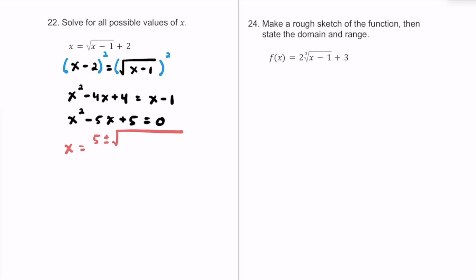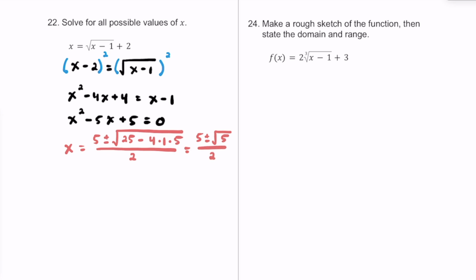and inside here we're going to have the discriminant, so it's going to be b squared, which is negative 5 squared. Negative 5 squared is 25. Minus 4ac, so it's 4 times 1 times 5, all over 2a. So 2 times 1 is just going to be 2. Cleaning this up just a little bit, I think we're going to have 5 plus or minus 4 times 1 times 5 is 20. 25 minus 20, we're going to have the square root of 5 all over 2.